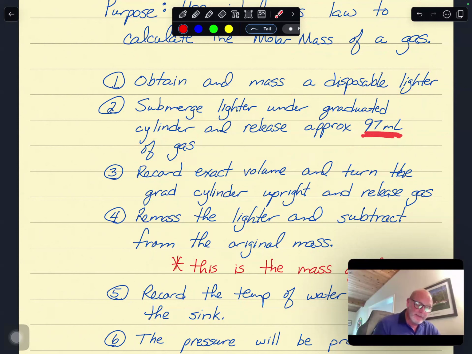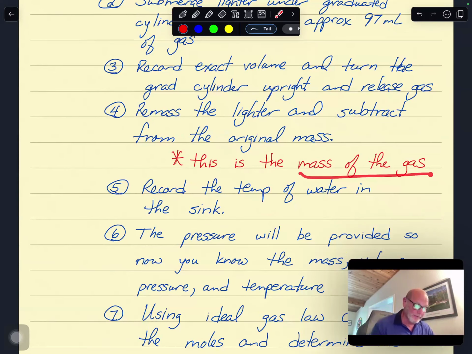We want less than 100 here because that gas is going to warm up and get bigger than 100. Record the exact volume, then we can release the gas. All we've done is release 97 mils. Now we're going to remass the lighter, and if we subtract the latter mass from the earlier mass, the difference in the mass is how much gas that we used. That's the mass of the gas. Then we need a temperature if we're doing ideal gas law. So that temperature is the temperature of the water in the sink that we use to collect it.